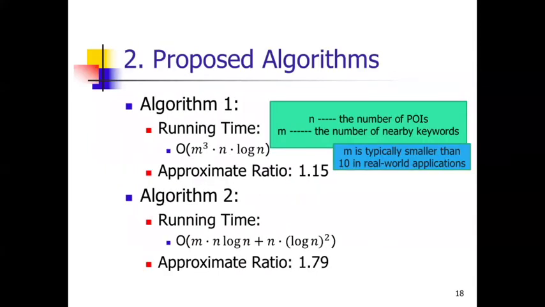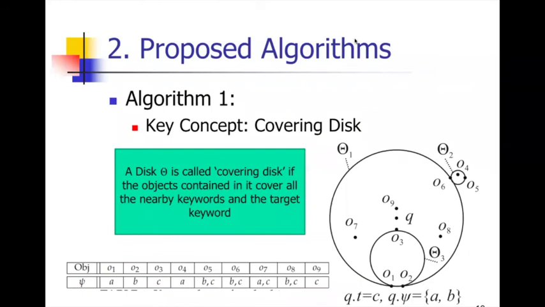So in this work, we propose 2 approximate algorithms. Here n is the number of point entries and m is the number of nearby keywords. And m is typically smaller than 10 in our real-world applications. The rationale of this assumption is that users won't input too many keywords in a search. The running time of our algorithm 1 is big O of m cubed n log n, and the approximation ratio is 1.15. Our algorithm 2 takes big O of m n log n plus n log n squared time, and its approximation ratio is 1.779. So let me present our algorithm 1.